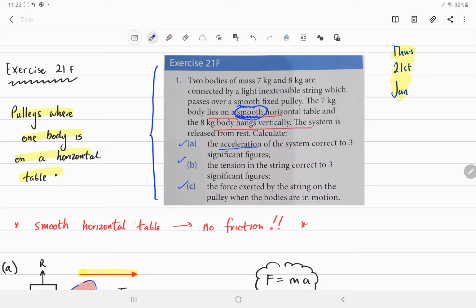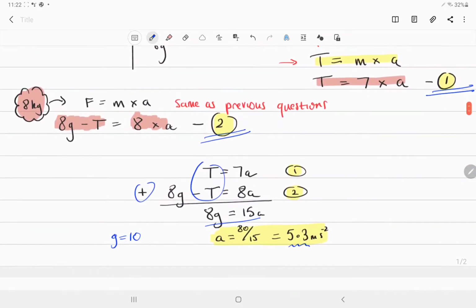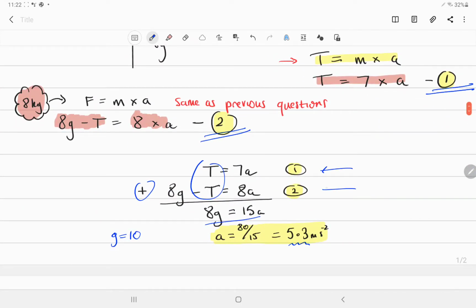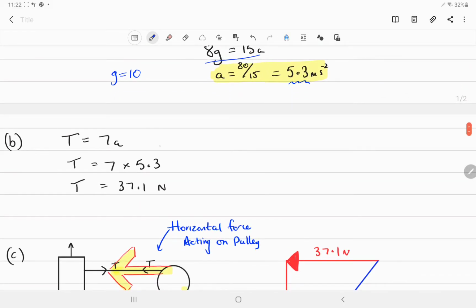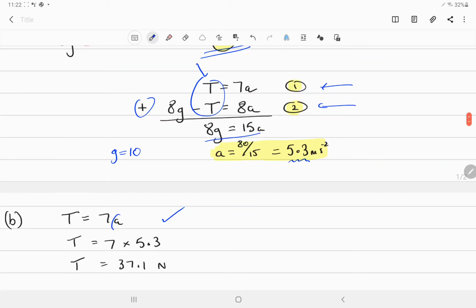Remember from the previous exercise, we just take one of these. So look at the tension in the string. We just take one of these equations, equation 1 or equation 2, and work out the tension. So for part B, tension is equal to 7 times acceleration, just from equation 1. We know this from part A. So there's our answer. That's the tension in the string.